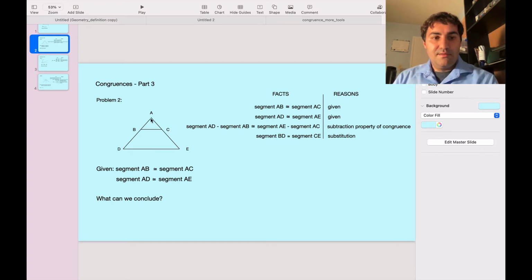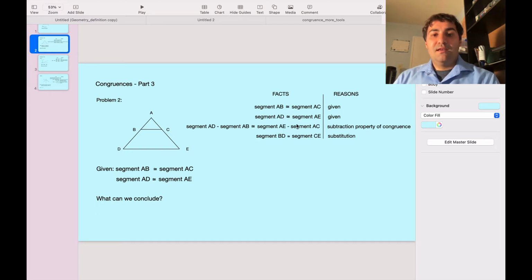So here, segment AB is congruent to segment AC, and segment AD, this bigger one here, is congruent to segment AE, this bigger segment over here. So what can we conclude from that? Like in the previous problem, we write down what we're given. Segment AB is congruent to segment AC, and segment AD is congruent to segment AE. And then we're going to subtract segment AB from segment AD, just like we're subtracting these two congruences here.